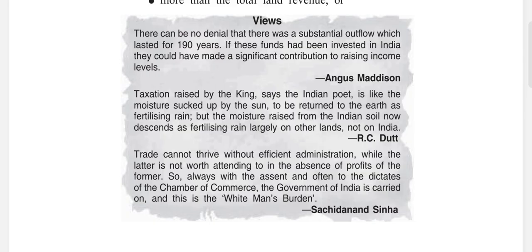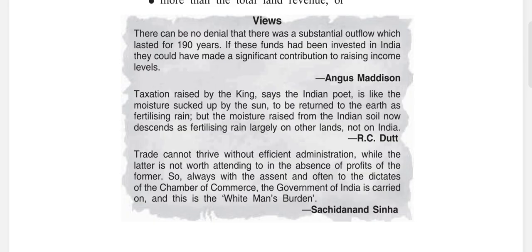Taxation raised by the king, says the Indian poet, is like the moisture sucked up by the sun, to be returned to the earth as fertilizing rain. But the moisture raised from the Indian soil now descends as fertilizing rain largely on other lands, not on India. R.C.